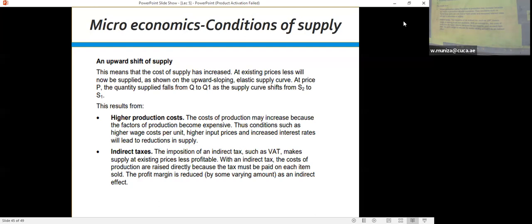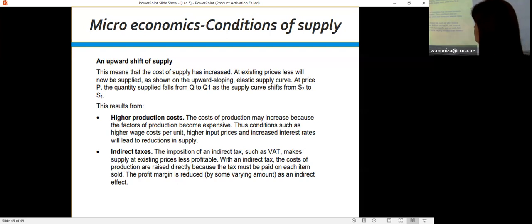Now they are explaining the concept of an upward shift of supply. This means that the cost of the supply has increased. At existing prices, less will now be supplied. So when the cost of the supply has increased, at existing prices less will now be supplied, as shown on the upward sloping supply curve. At price P1, the quantity supplied falls from Q to Q1.